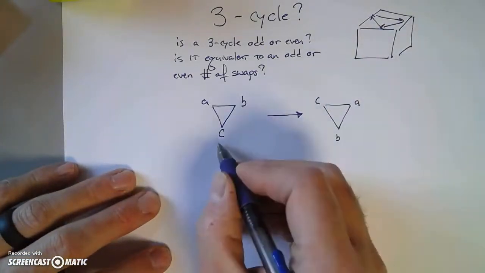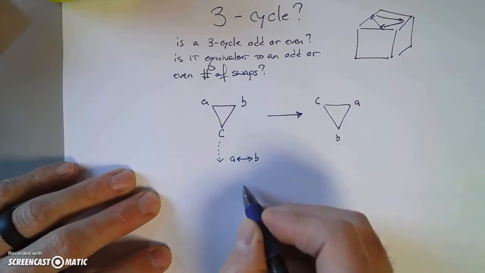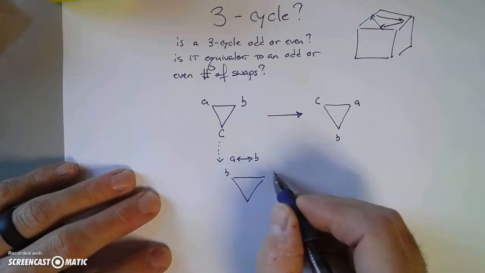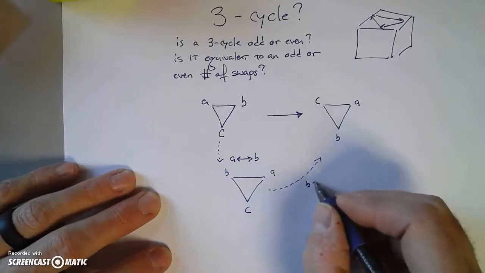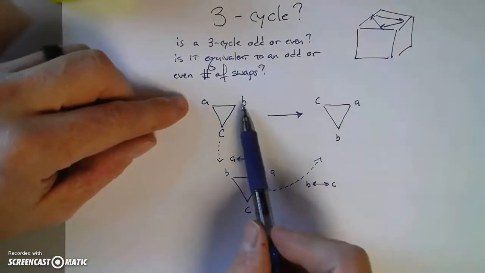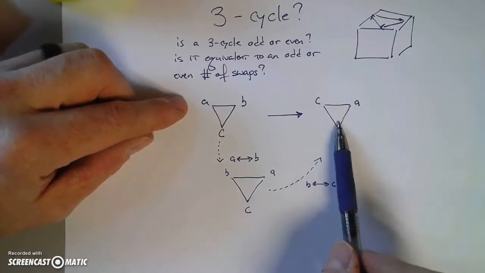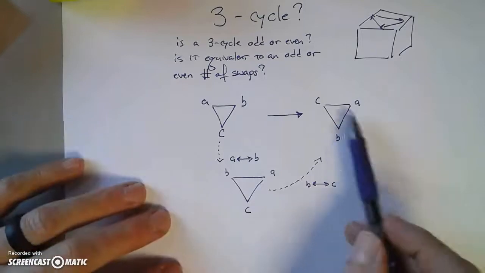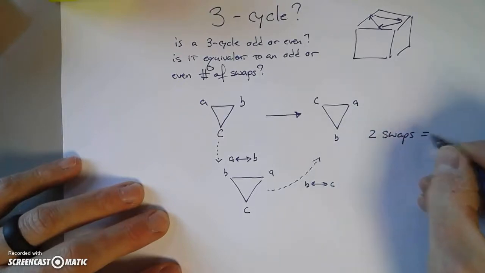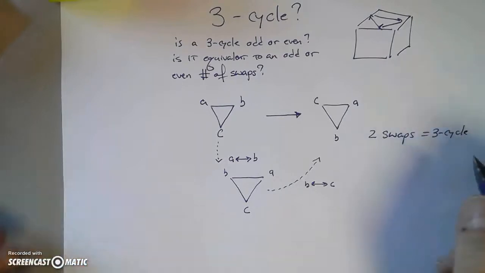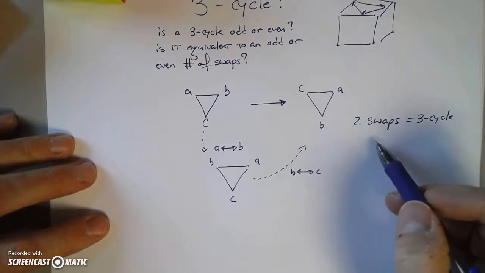Now, how many swaps would it take to do the same thing? So imagine if I swapped A and B, so I'd get something like B, A, and C. And then from here, if I swapped B with C. So the idea being, if I swap these 2 letters, I end up with this picture. And if I swap these 2 letters, I end up with this picture. 2 swaps would be the same as this 3-cycle. And there's no way of doing it in 3 swaps or 1 swap or 5 swaps. It would always be an even number of swaps.